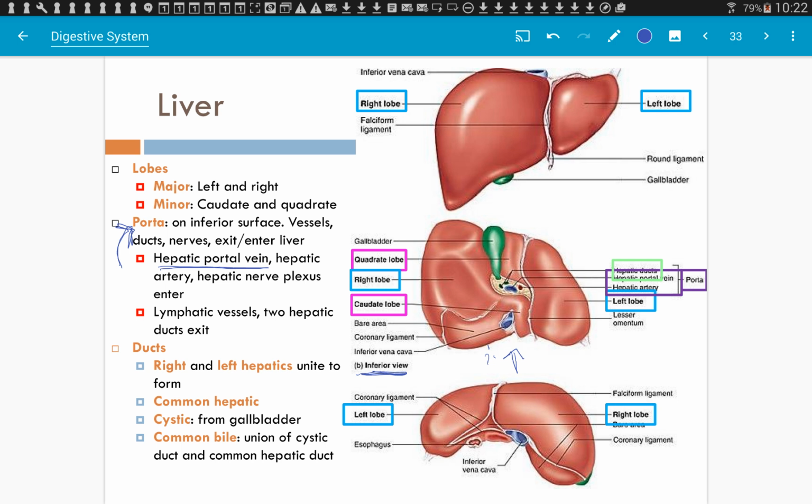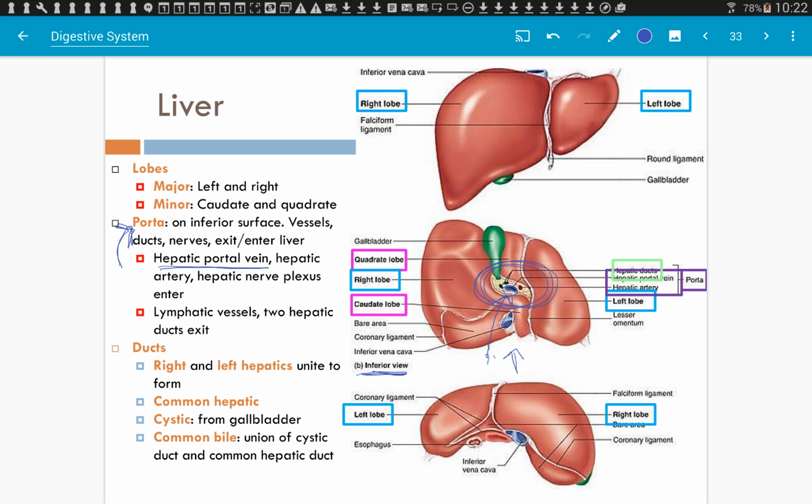So here, this is all kind of hard for you to see, but right here in the center, you see the blue one right here? That's your hepatic portal vein. That's what's coming from all of the blood from your small intestine, okay?